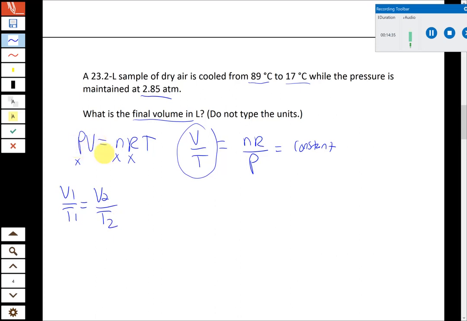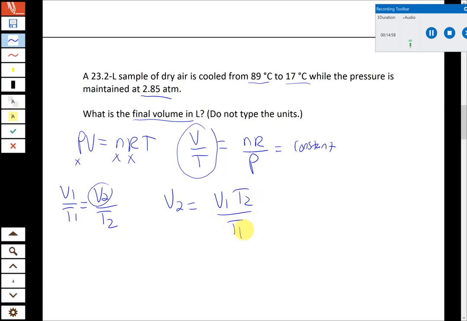We can just, again, start with PV equals nRT and just isolate the variables that are changing and isolate the ones that are constant on the other side. So we get V1 over T1 equals V2 over T2, and then from here we can solve for final volume, which we'll call V2. It doesn't really matter what we abbreviate as V2 and V1. So V2 is going to be V1 times T2 over T1.